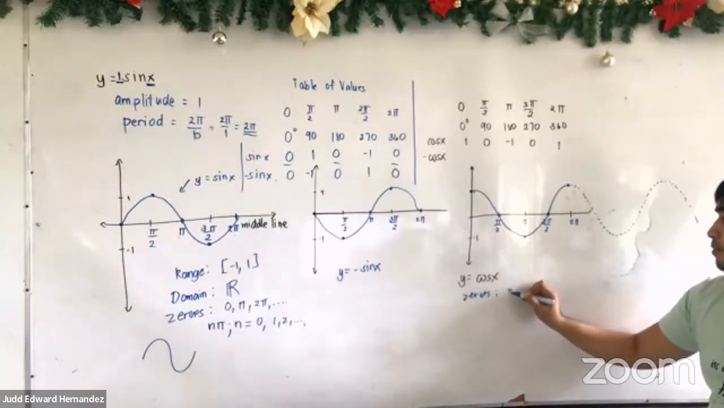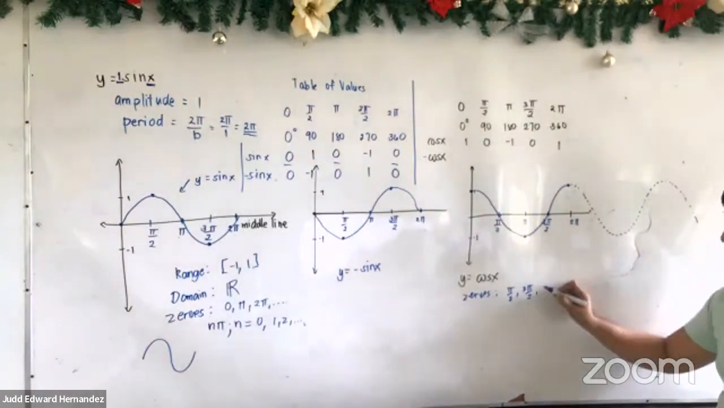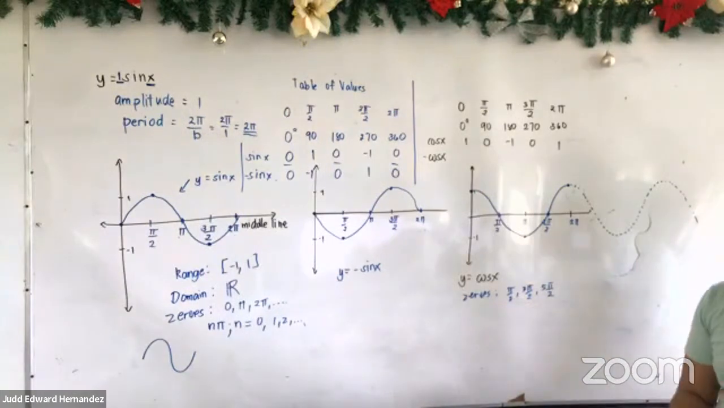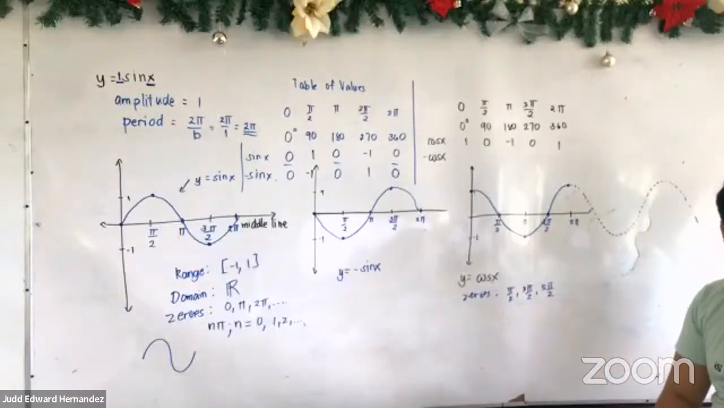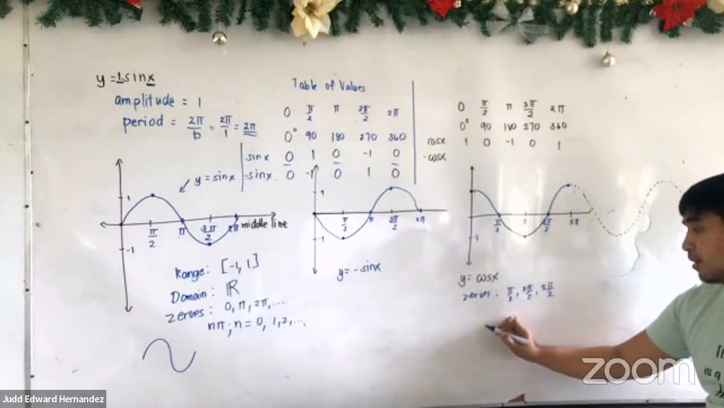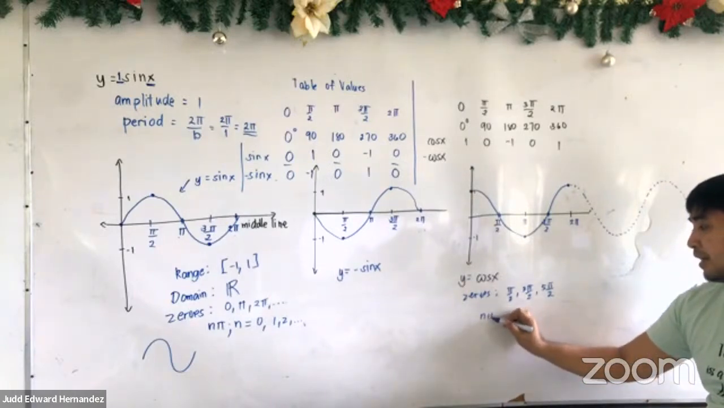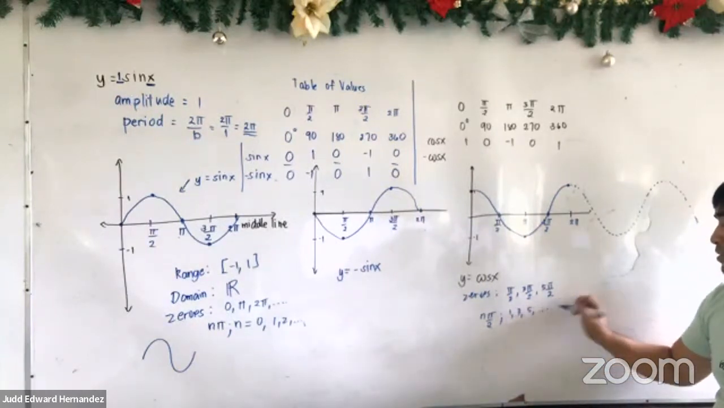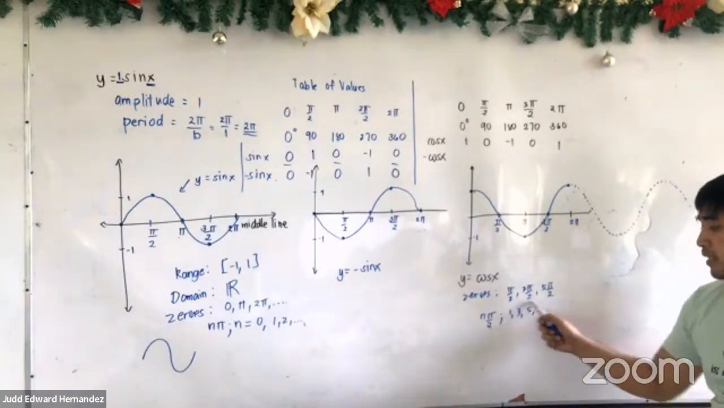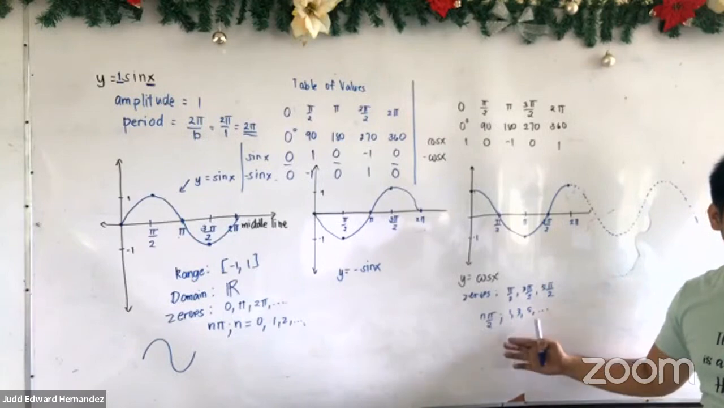Pi over 2, 3 pi over 2, and then 5 pi over 2 po. And so on po. Okay, so what would be the formula? Therefore, the zeros become n pi over 2, where n would be 1, 3, 5, so on and so forth. And it goes now with arithmetic sequence. Are we clear? Nagets ba to? Yes po, sir.